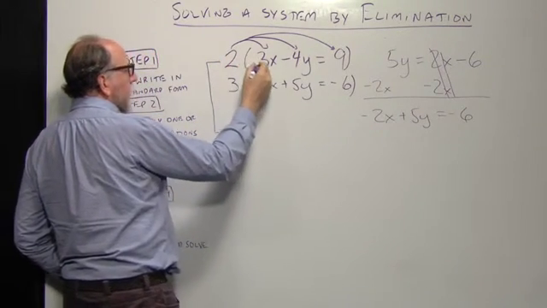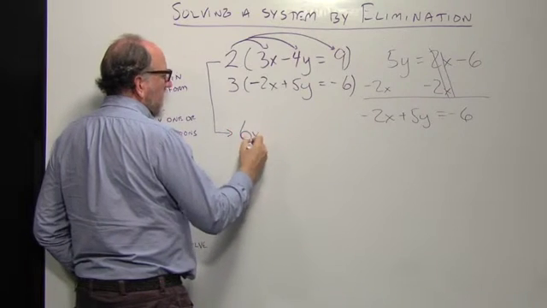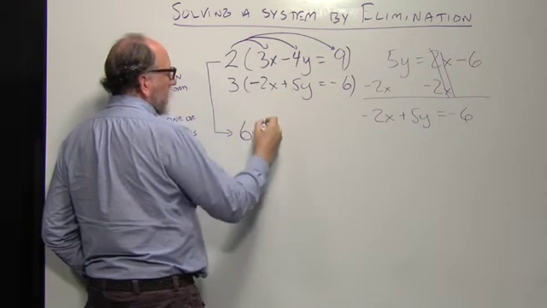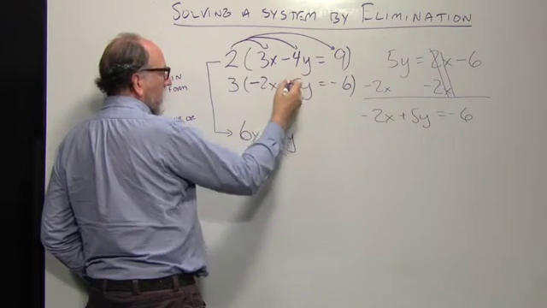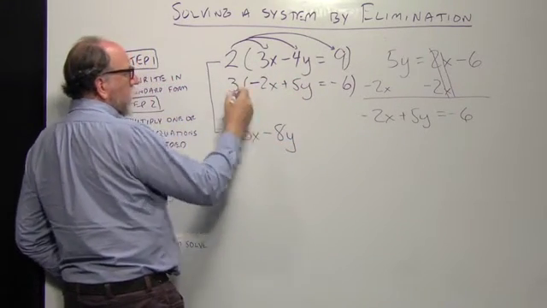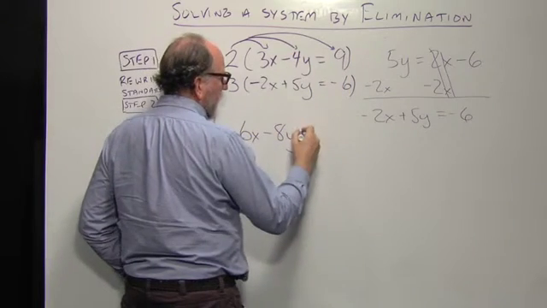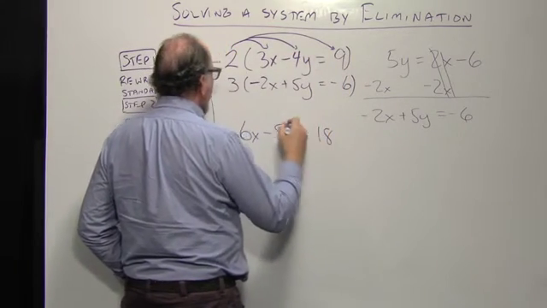So 2 times 3x is 6x. 2 times negative 4y is negative 8y. And 2 times 9 is 18.